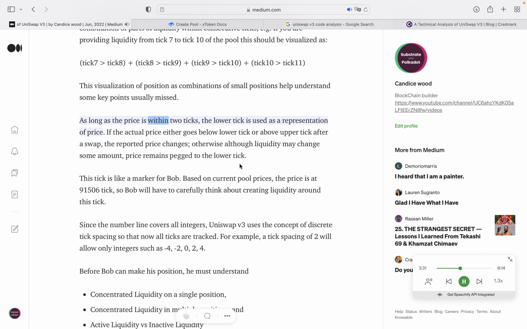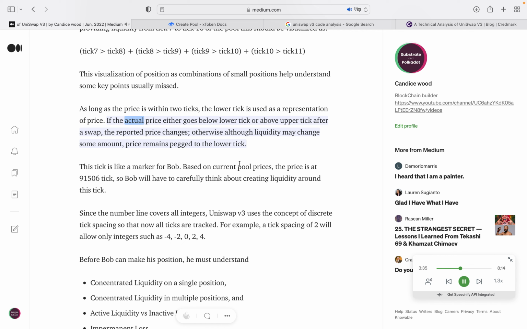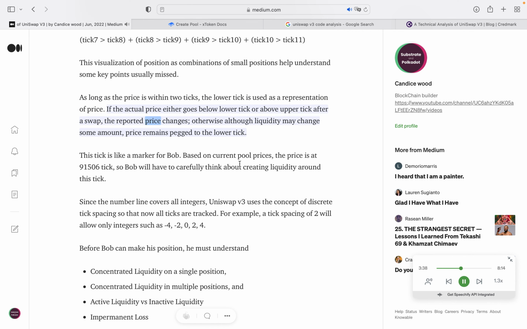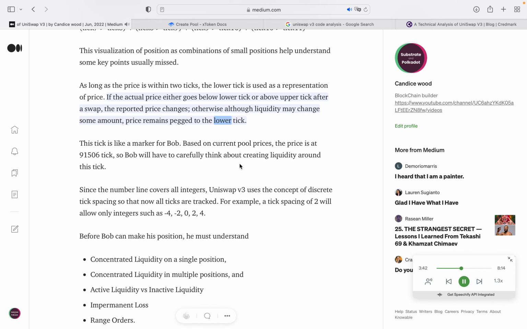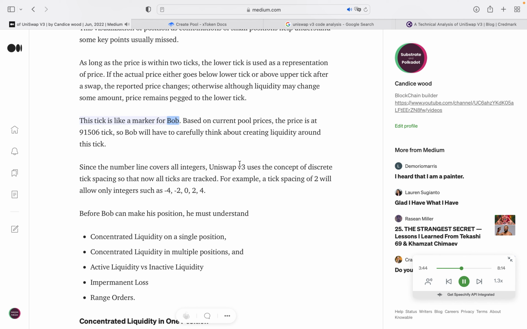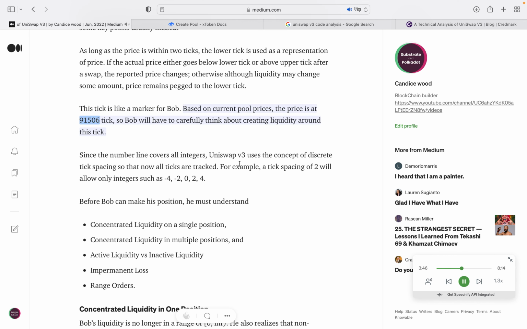As long as the price is within 2 ticks, the lower tick is used as a representation of price. If the actual price either goes below the lower tick or above the upper tick after a swap, the reported price changes. Otherwise, although liquidity may change some amount, price remains pegged to the lower tick. This tick is like a marker for Bob.